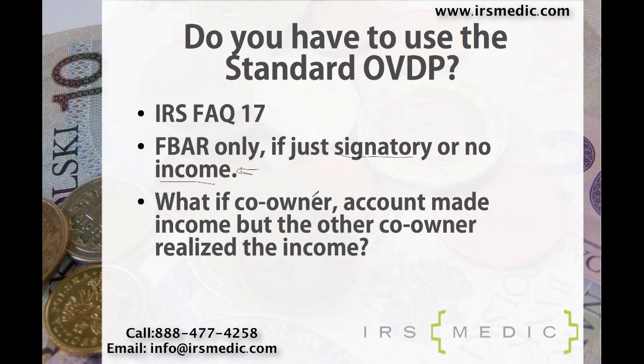Now we can run into problems, some complications. Let's say you were a co-owner of an account, and the account made income, but the other co-owner realized the income. And the other issue that comes up is when there's unreported income, but it's eaten up by expenses. Well, we have seen the IRS still wants you to do the full OVDP. So that's not the greatest news.